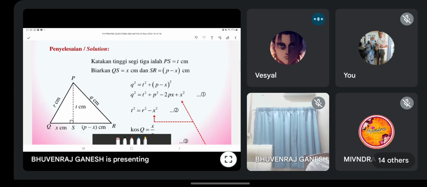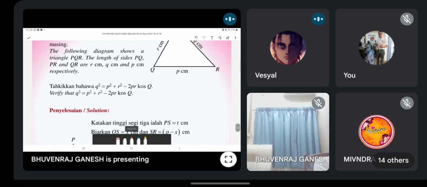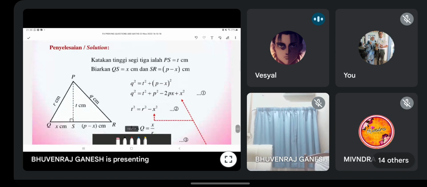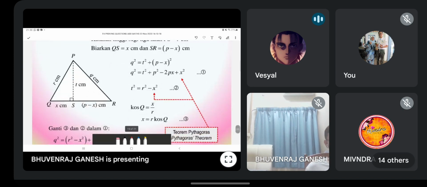Can you scroll up real quick? Okay. So actually QR is P lah, but then we want to separate it into QS and SR. So you will make QS as X and your SR as P minus X. But really lah, QR is actually P, right? So when you add together P minus X plus X, you will still get back your P. That's just to clarify that part.